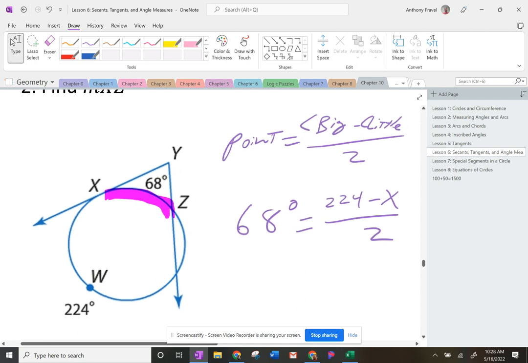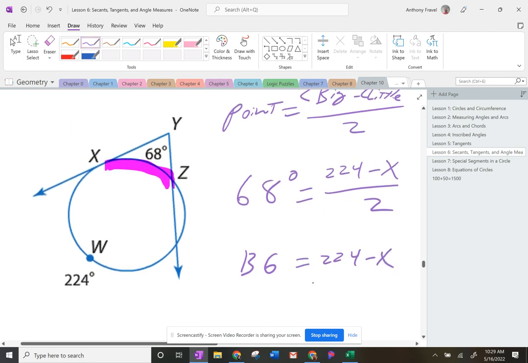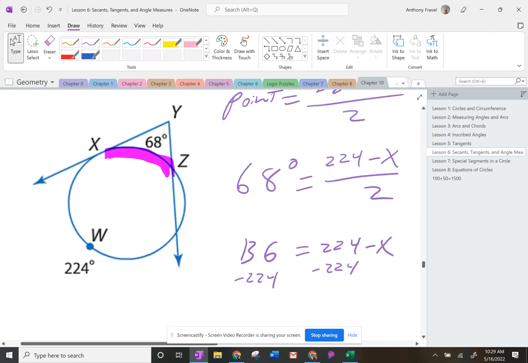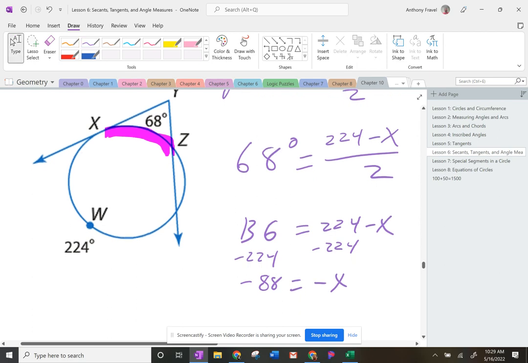Put it into a formula, and now I can just go through and solve it. So starting to work backwards, I'm going to take 68 times 2. That gives me 136 equals 224 minus x. So I'm going to subtract the 224 from both sides. I get negative 88 equals negative x. Since they're both negative, I just inverse the signs for everything, and I get x equals a positive 88 degrees.